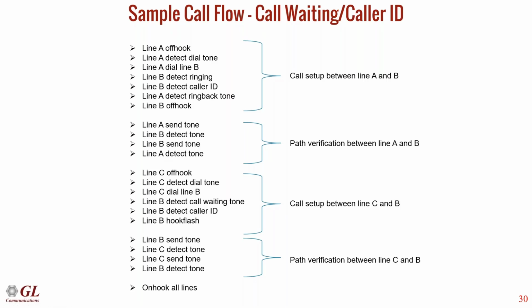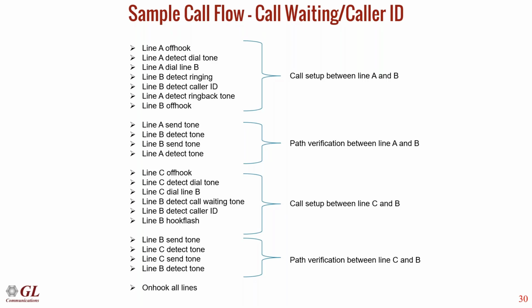And then here we show a third call that gets introduced while line A and line B are talking. So now we have line C going off hook and dialing line B. So you can have call waiting, and you can have three-way calling, and so on and so forth. This is basically what this is showing here. This is a simple scenario where you have multiple calls set up.